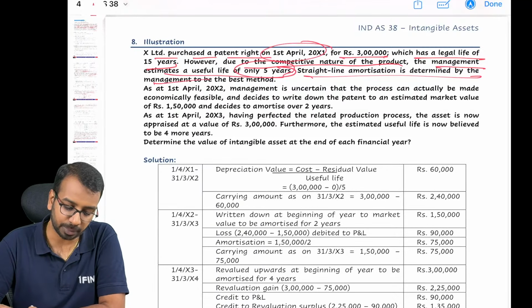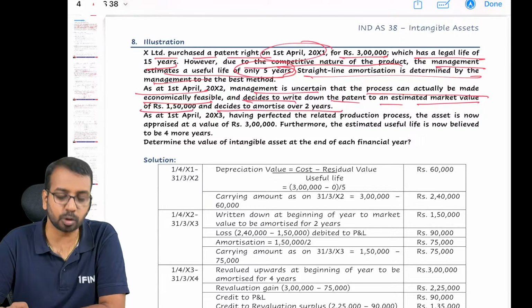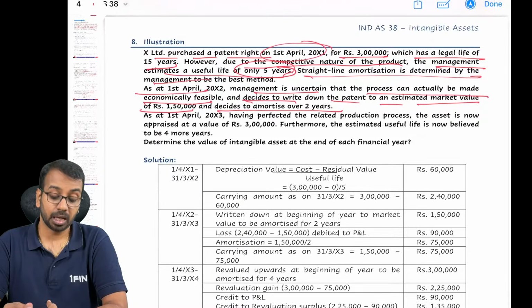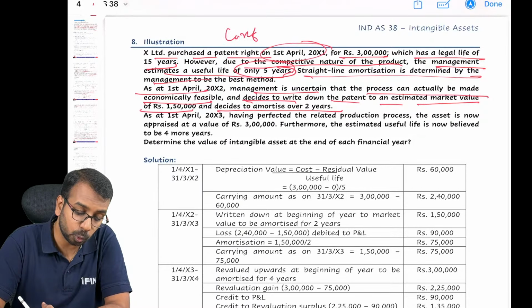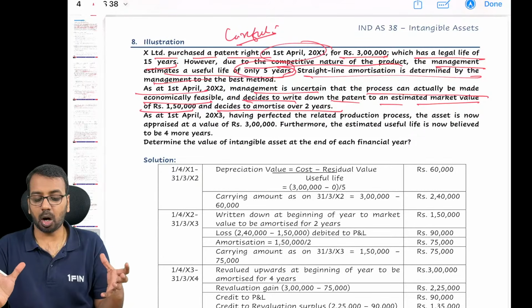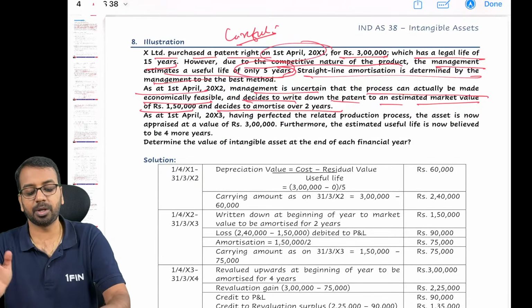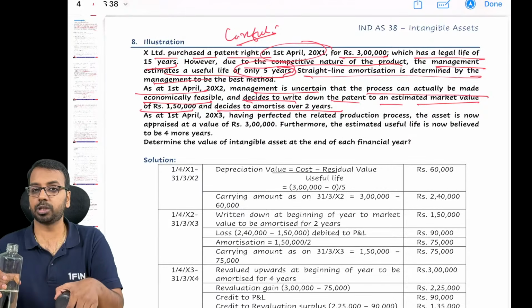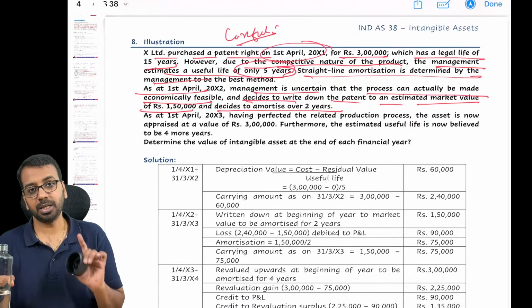Straight line is determined. Okay. On 1st April, they are uncertain that the process can actually be made economically feasible and decide to write down the patent to an estimated market value of 150 and decide to amortize over 2 years. Now these are simple questions. Okay. You have to be very careful while calculating. It is not that you do not know this concept. See here, you have been doing this since CA Inter also. So you will be able to do this question. Calculation mistakes should be avoided. Okay.